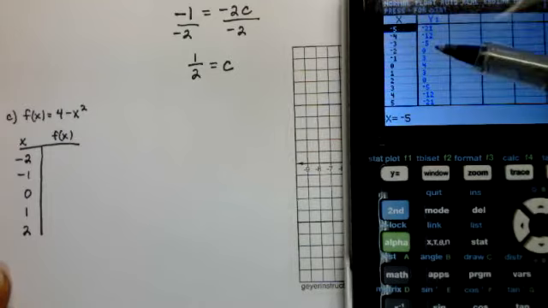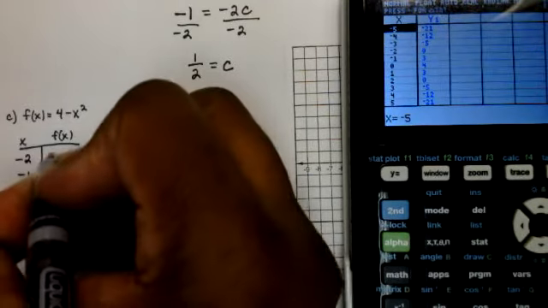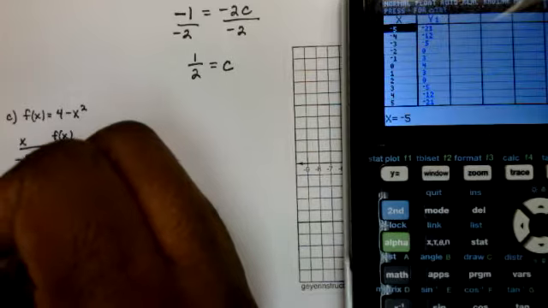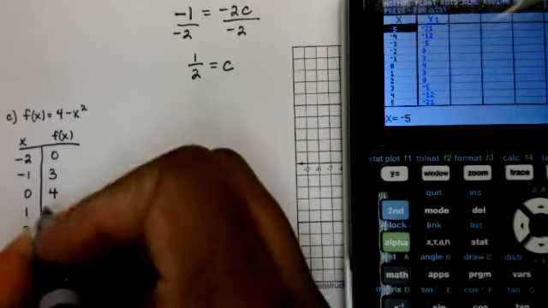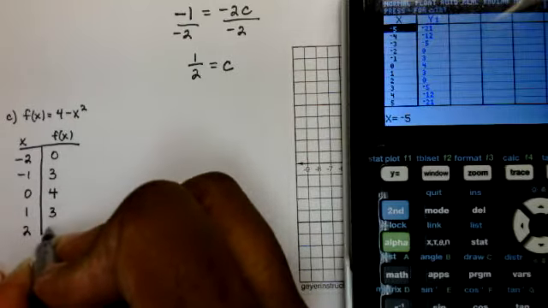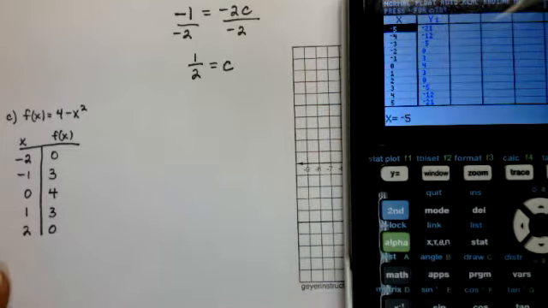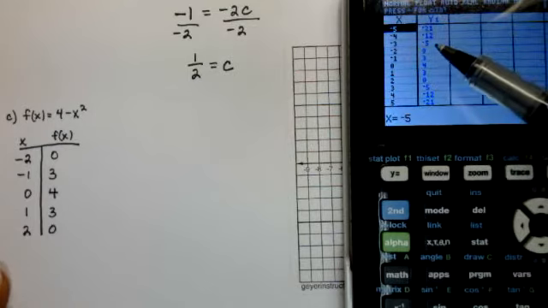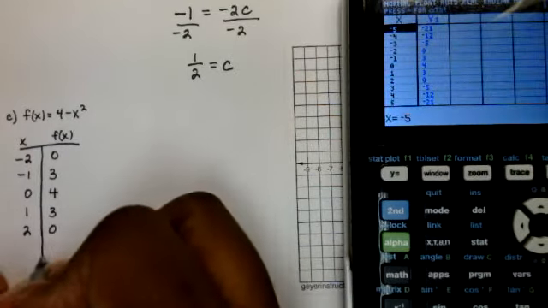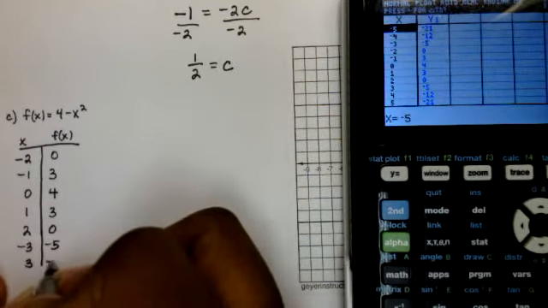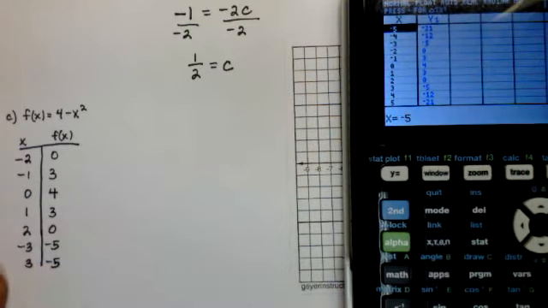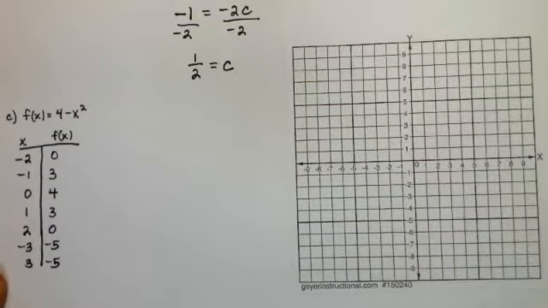All right, so at -2 it is going to be 0. And at -1, that's going to be 3. And at 0 it is going to be 4. And at 1 it will be 3. And at 2 it is 0. And if I want to, I can use, let's say, -3 as well. That's going to be -5. And at +3 it is going to be -5 as well. So pretty much the graph is symmetric about the y-axis, as you might guess.